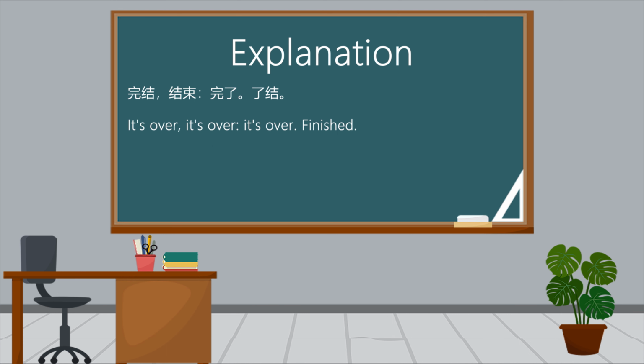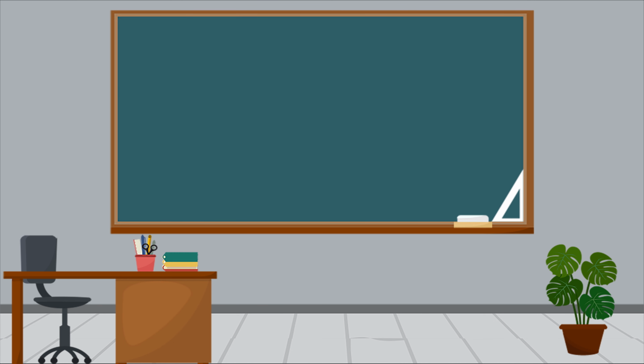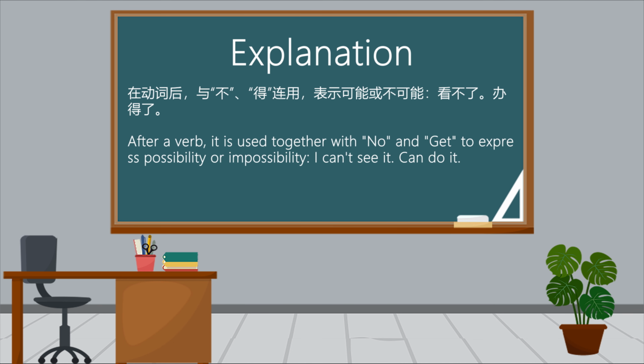To conclude, to end, finished. It's over. After a verb, it is used together with 不 and 得 to express possibility or impossibility: I can't see it. Can do it.